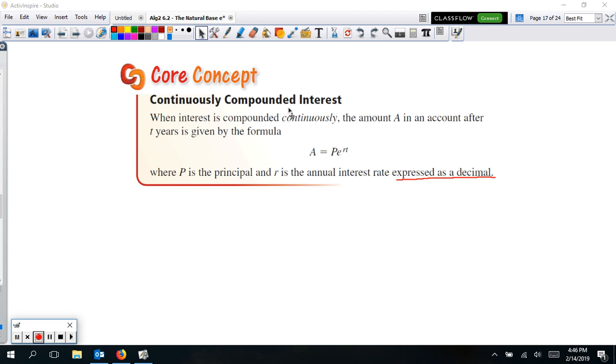This one now is continuously compounded, which means there is no set time. It's just always happening. Every single second, it's constantly being calculated for interest. And this is the formula here. We call it the PERT formula because it looks like PERT, P-E-R-T. P is the principal, E is our natural base e number, R is the rate, and T is the time. A stands for the amount that we're going to have. We always express our interest rate as a decimal. It will come to us as a percent, and we need to always change it to a decimal.